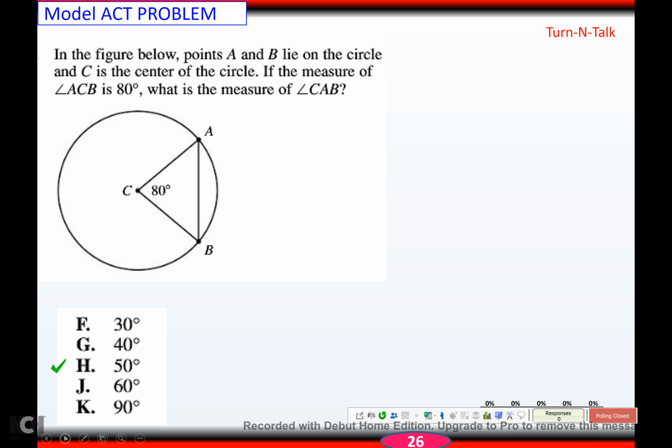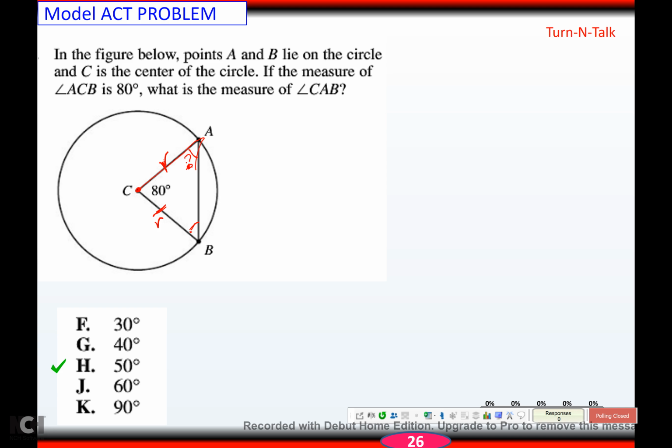All right, in the figure below, points A and B lie on a circle, and C is the center of the circle, which means this is a radius, and this is a radius. And since all radii of a circle are equal, these two sides are equal, which makes these two angles equal. Because if two sides are equal, then the base angles have to be, which makes it an isosceles triangle. So they want us to figure out the measure of CAB. They want this measure right there.